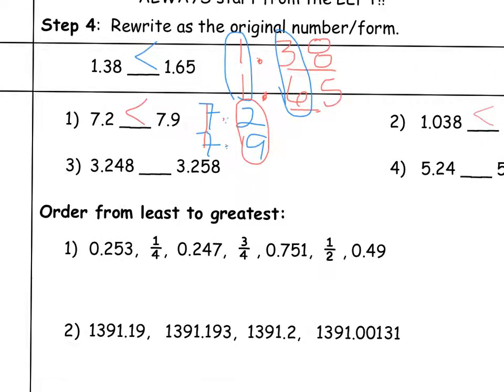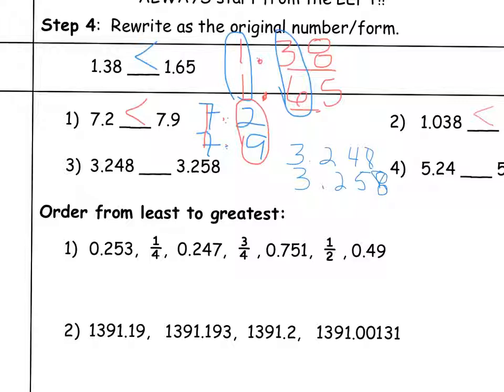All right, 3 and 248 thousandths or 3 and 258 thousandths. Again, I'm going to rewrite them and line them up. 3.248 and 3.258. All right, so they're lined up.